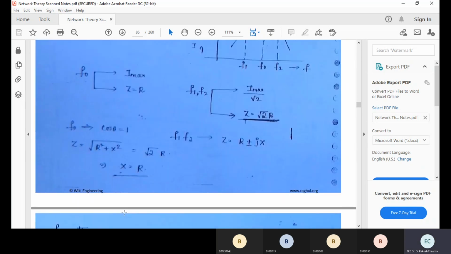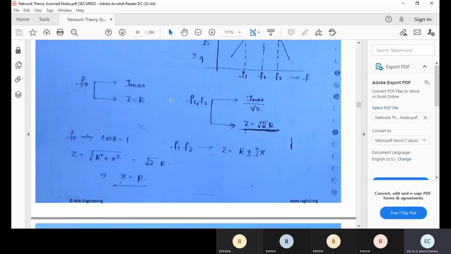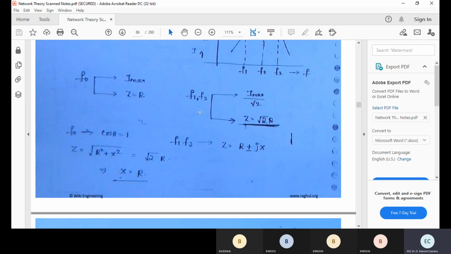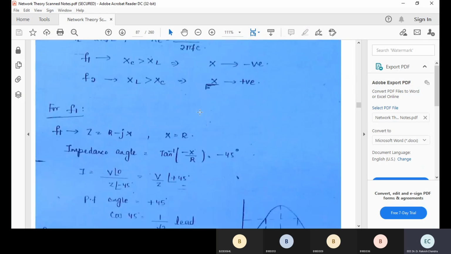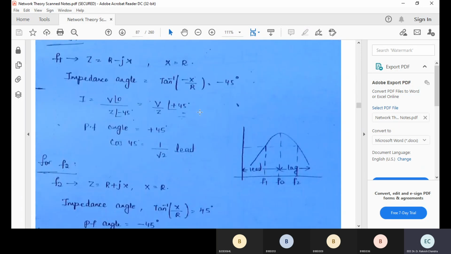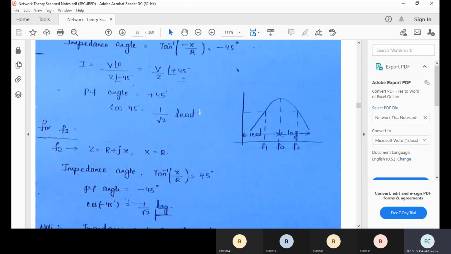We already discussed before the cut-in frequency, where the circuit is capacitive in nature, and after the cut-in frequency, from F0 to F2, what happens? More than F0 means it is inductive in nature. Below that it is capacitive in nature. Your impedance angle is tan inverse of XL minus XC by R, or X. That X may be XL minus XC or whatever.